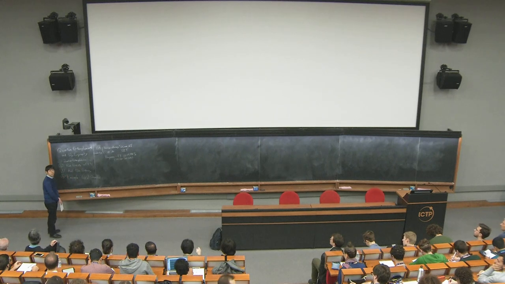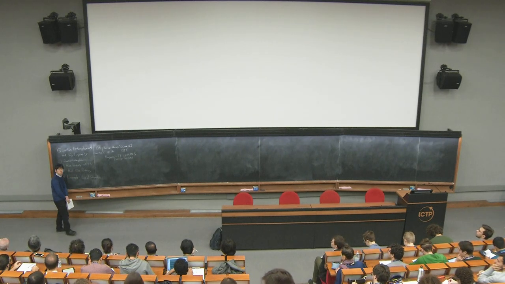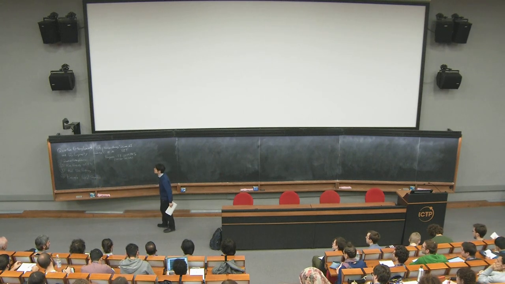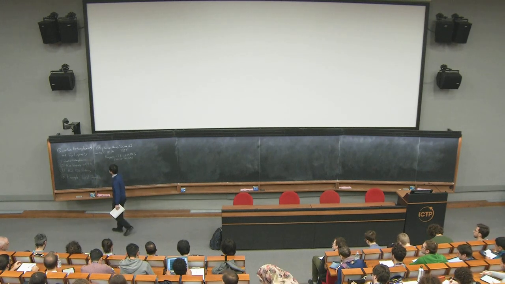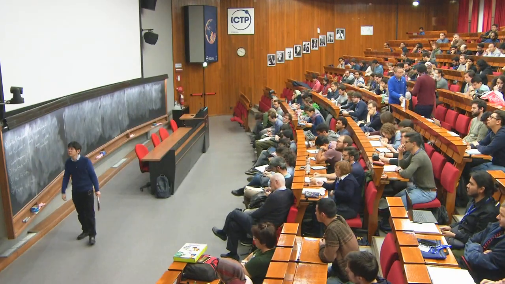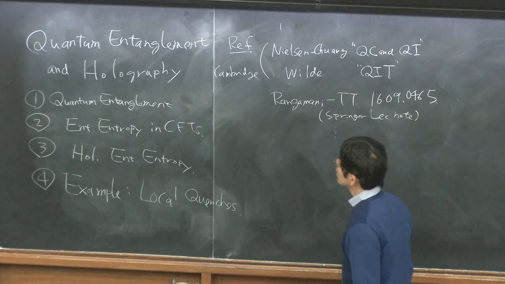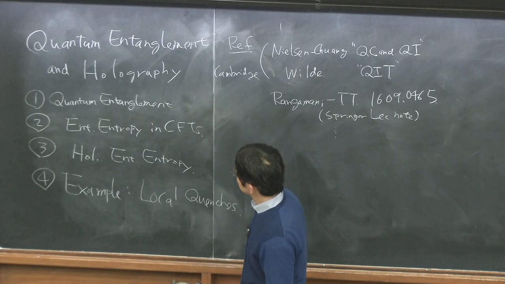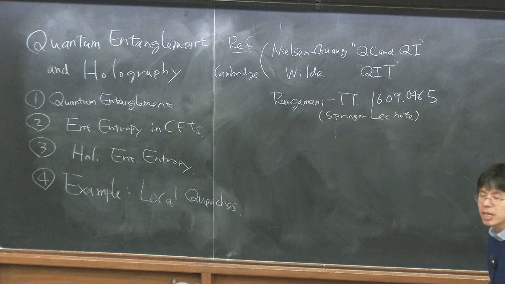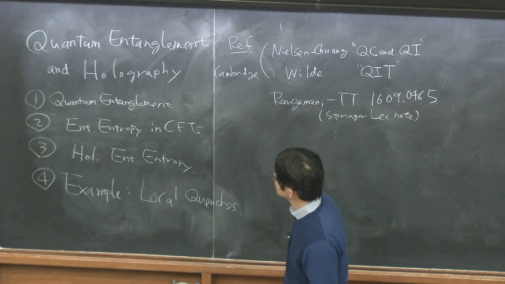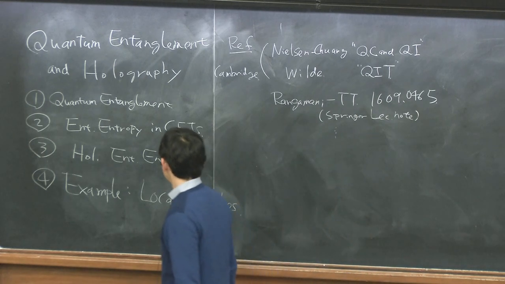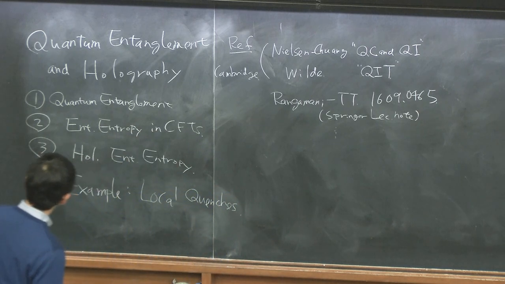The topic of my lecture is quantum entanglement and holography, and they have a very close relationship, as we explained. But let me start with basic aspects of quantum entanglement, also using the language of quantum information theory. And then I'd like to explain the calculation of entanglement entropy in quantum field theory, especially conformal field theory, which is directly related to the AdS/CFT correspondence. And then I go to the holographic calculation, taking into account recent progress in this field.